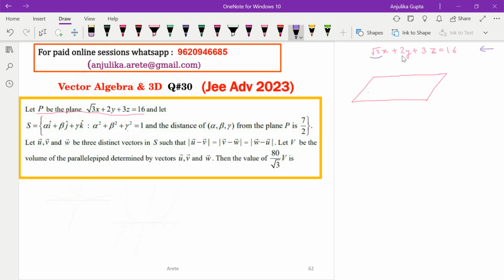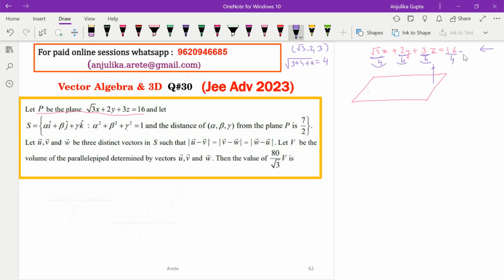Do you know that root 3, 2 and 3, which are coefficients here, give you the direction ratios of the normal to the plane. Now if I try to convert this into direction cosines, how do we do that? We divide this vector by the magnitude of the same. So what is the magnitude of this vector? Under root, 3 square, that's 3, and then 4 plus 9. That's root 16, that's 4. So we are dividing this complete equation by 4. So now these have become the direction cosines of the normal.